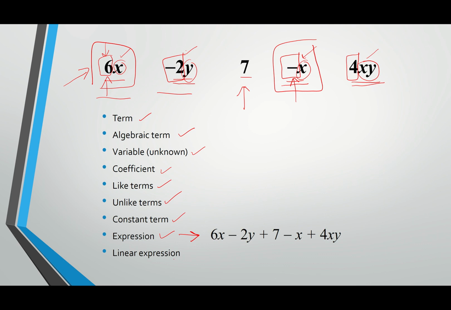Now, what is then a linear expression? A linear expression is where we have all the variables and the highest power is 1. If you look at all these variables, we have x, y, x, and xy. All of their powers are just 1, and not more than 1. Maximum is 1. So this is called a linear expression because all the variables have the highest power of 1.